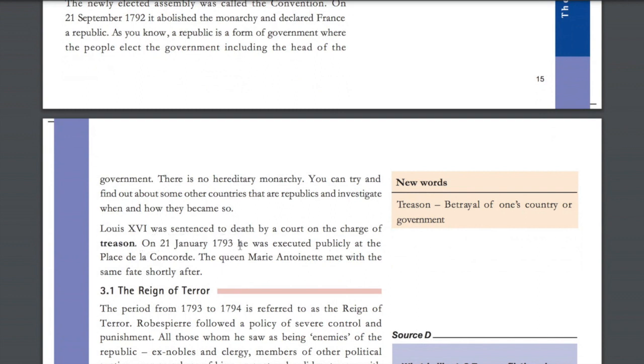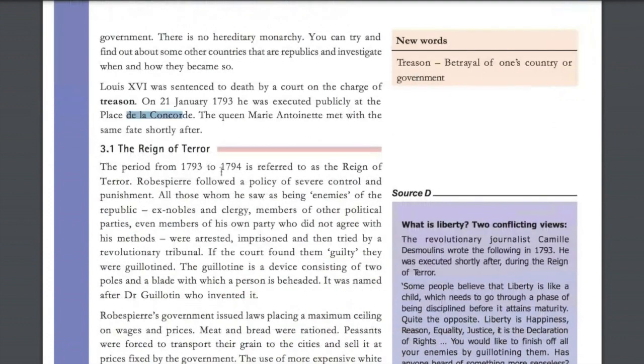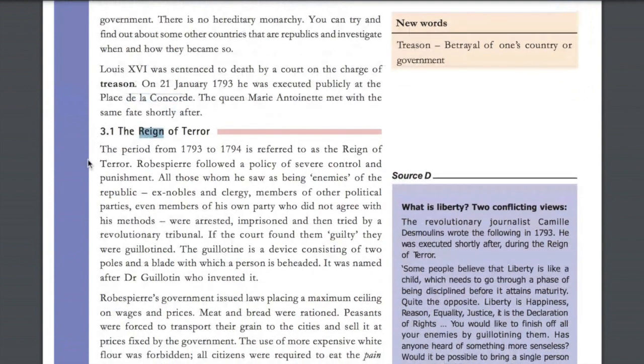He was executed publicly on 21st January 1793 at a place called De la Concorde, and the Queen, Marie Antoinette, also met with the same fate shortly after. So 1793 then starts the Reign of Terror.